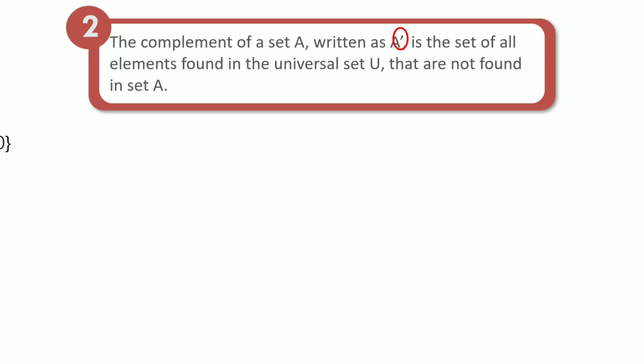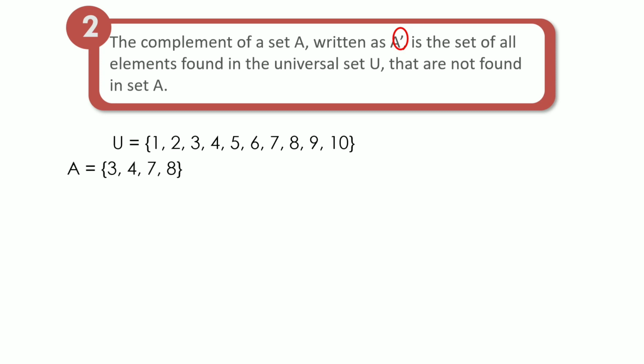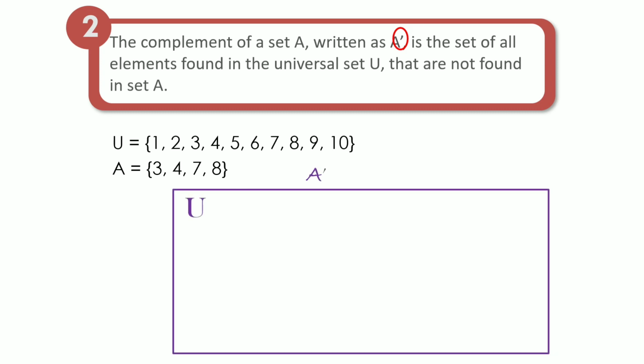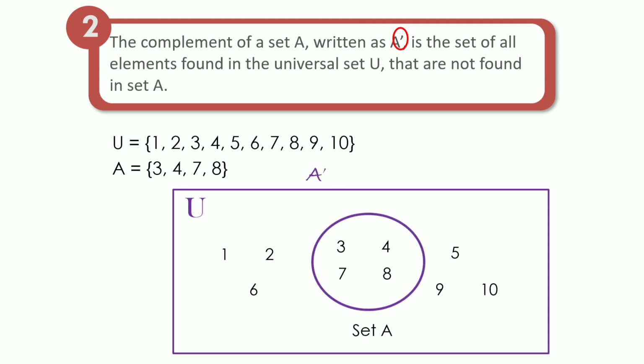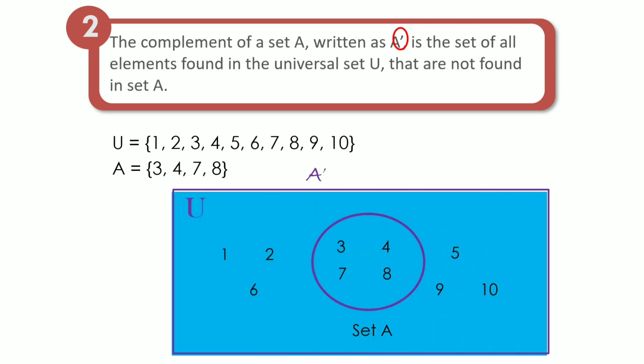Here's an example. Let the universal set be elements 1 to 10. And let set A be 3, 4, 7, and 8. Our goal is to find the complement of A. Consider this rectangle as the universal set containing elements 1 to 10. Now inside this universal set is the set A, which contains numbers 3, 4, 7, and 8. Now saying the complement of set A is just similar to saying all elements in the universal set except the elements in A, which is 3, 4, 7, and 8.